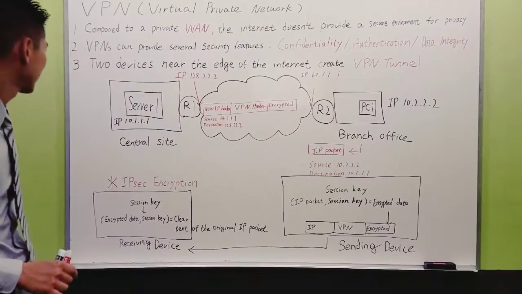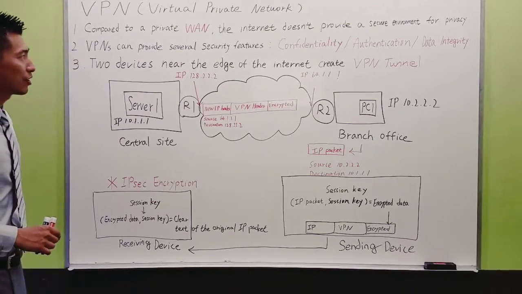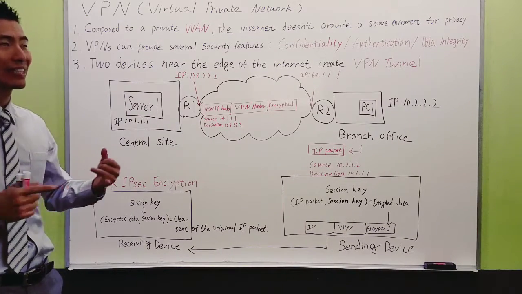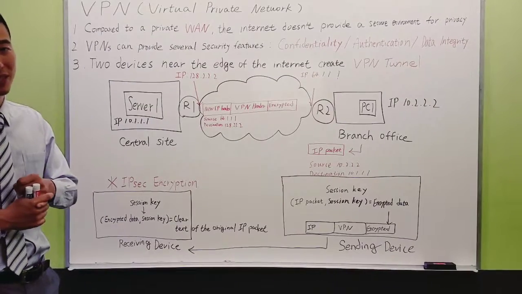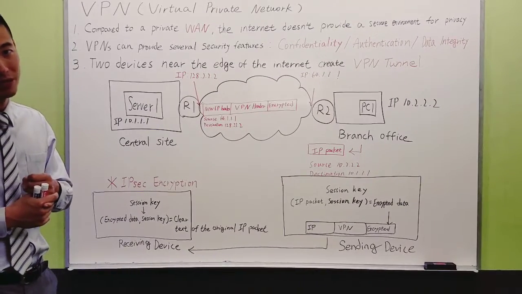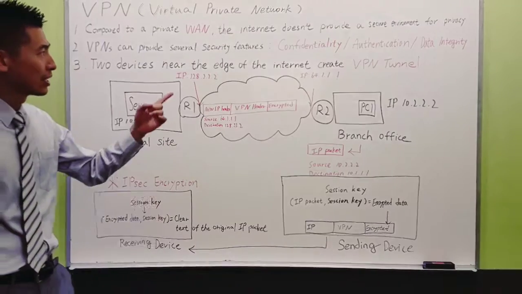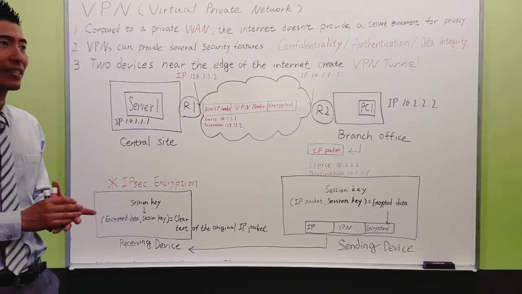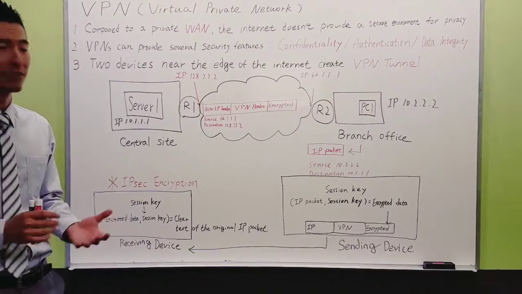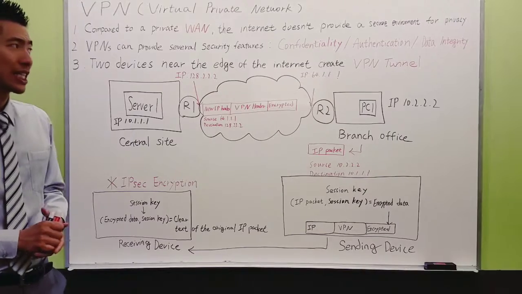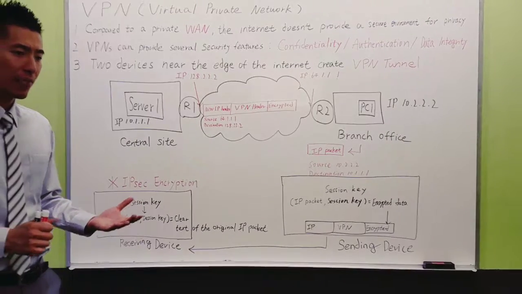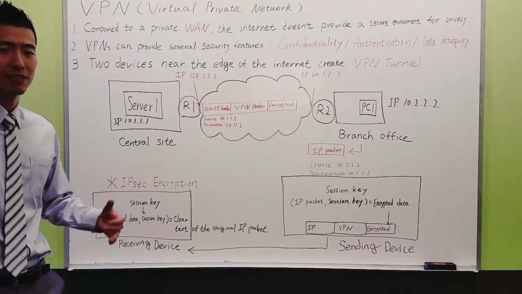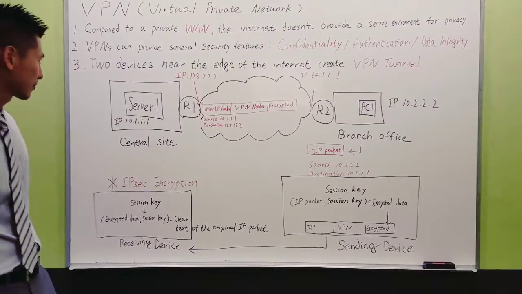network infrastructure. Now, VPNs can provide several security features like confidentiality. Even if an attacker is able to intercept the packets that you send, they're not able to decrypt it and read what's inside. Authentication: VPN makes sure that the sender of the VPN packet is a legitimate device. Data integrity: VPN makes sure that the data is not changed in any way, shape, or form during the transit from the sender to the receiver.